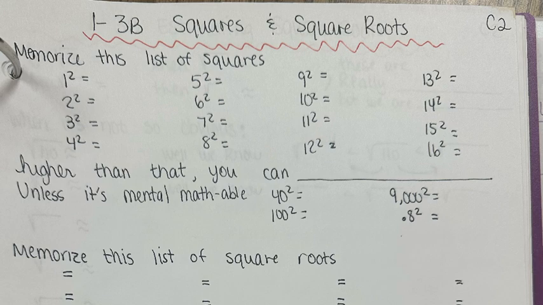All right, so 1 squared, 1 times 1. 2 squared, 2 times 2. 3 squared, 3 times 3. 4 squared, 4 times 4. 5 squared, 5 times 5. 6 squared, 6 times 6. 7 squared, 7 times 7. 8 squared, 8 times 8. Okay, are you keeping up so far?